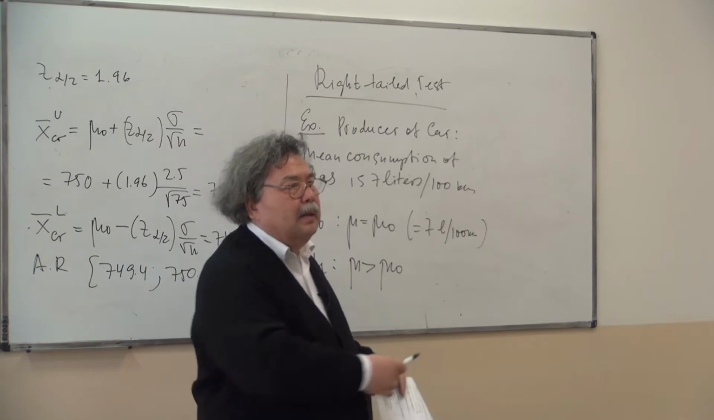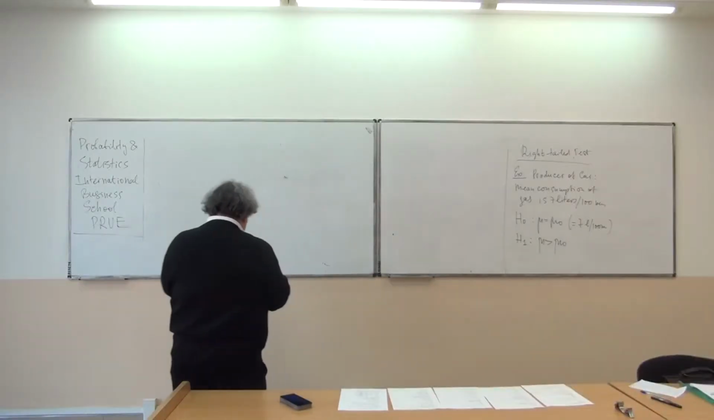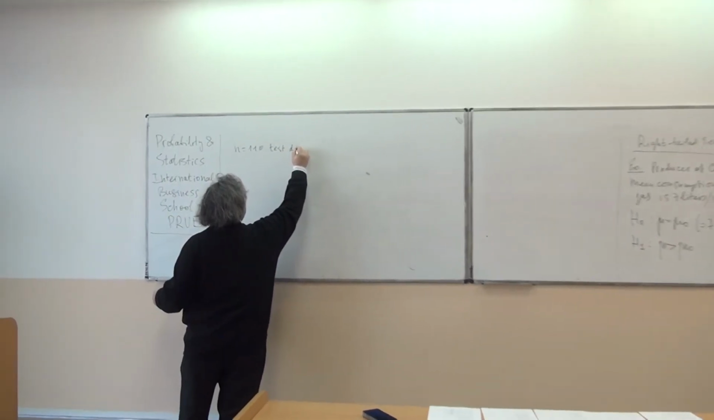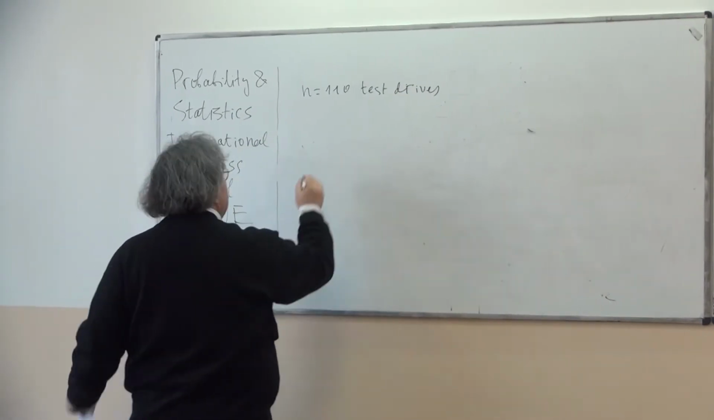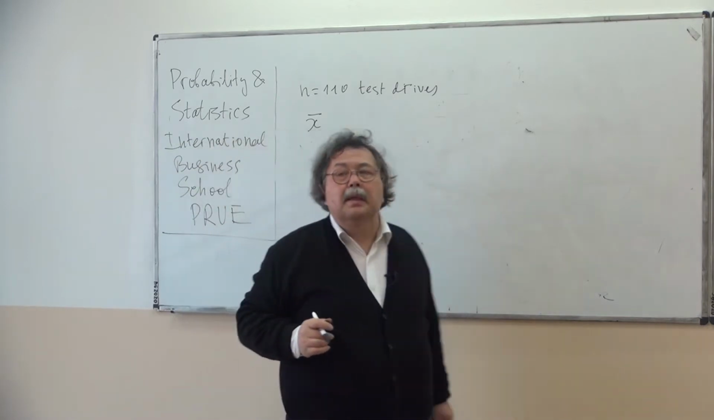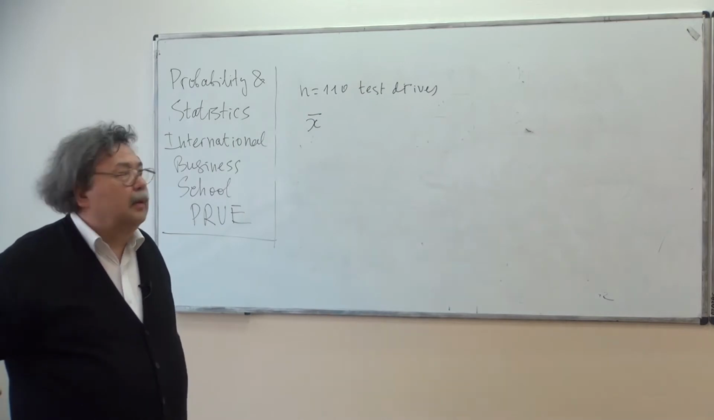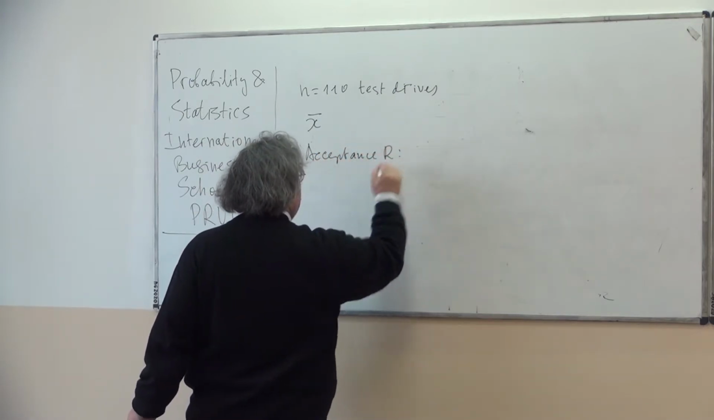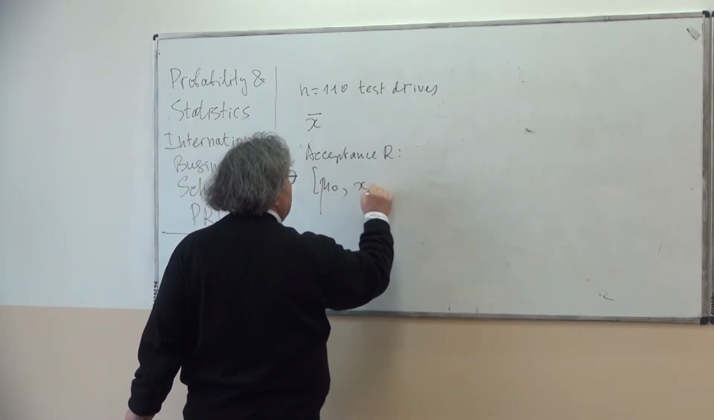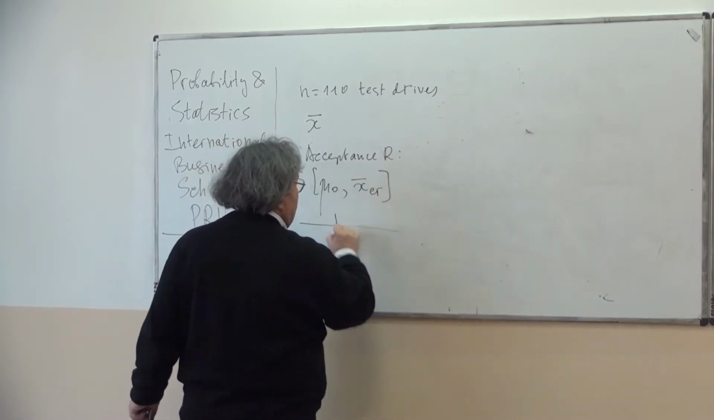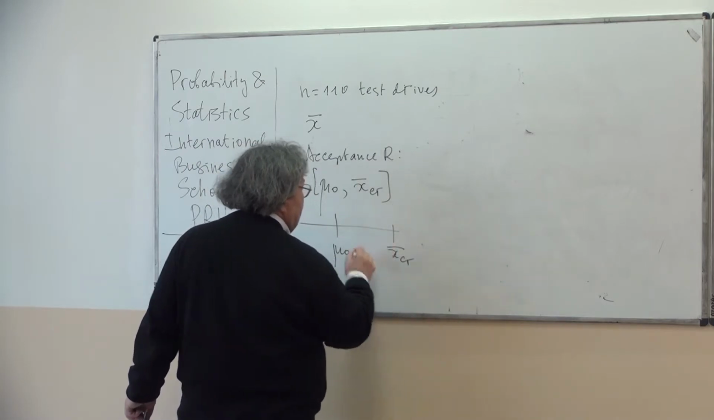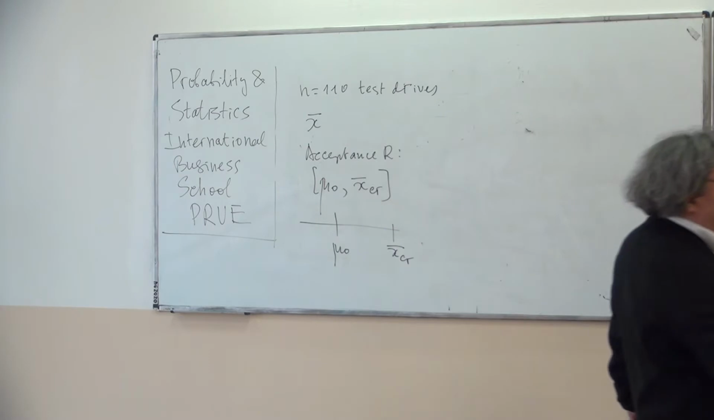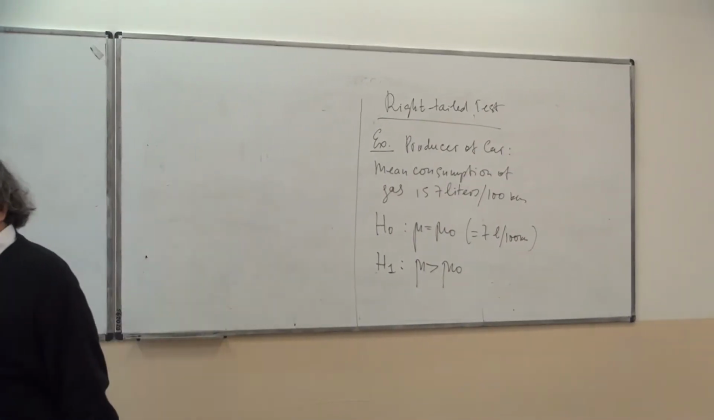All right, and how do we formulate the test now? Okay, so suppose we perform 110 test drives. Okay, and X bar is the mean consumption of gas on the sample on these 110 test drives, and then the acceptance region. Now this is different from the previous case. Well, the acceptance region only extends from mu0 to one side. It extends towards the larger values of mu, because this is how we formulate the alternative hypothesis. Okay, alternative hypothesis is mu is greater than mu0.